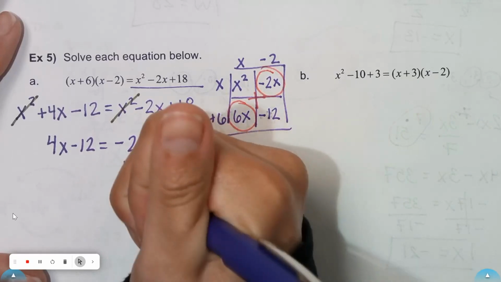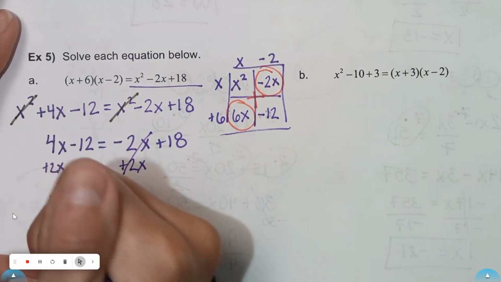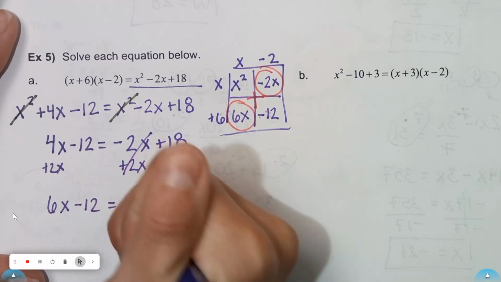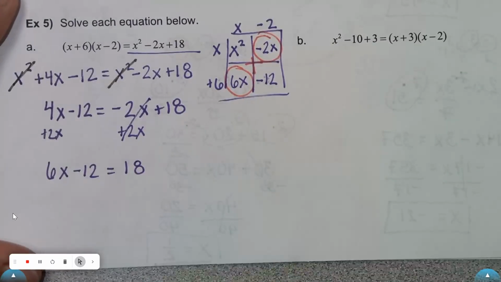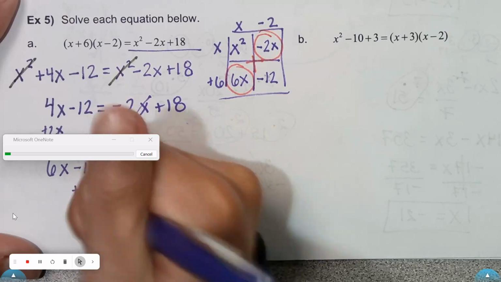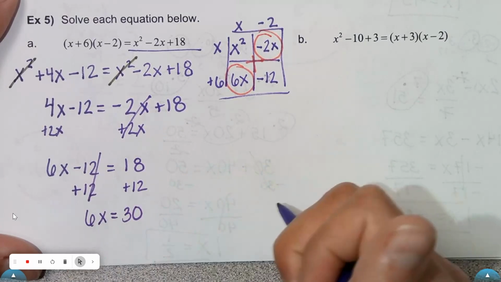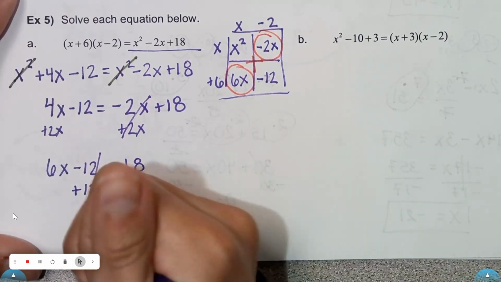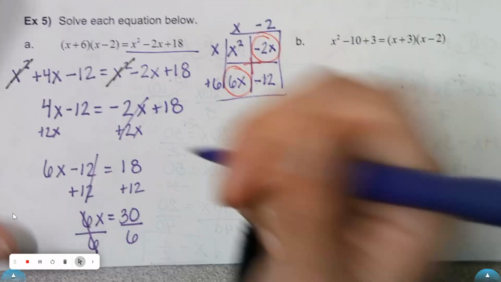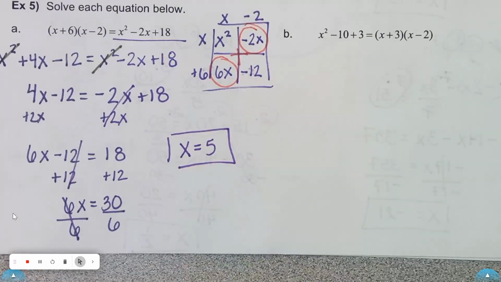I'm going to add the 2x to both sides. I get 6x minus 12 equals 18. The opposite of a negative is a positive, so I'm going to add 12 to both sides. So I get 6x equals 30, and then I'm going to divide by 6. So 30 divided by 6, in the end, I get x equals 5. So for these problems that are a little bit more involved, you will have to do the box first, but then ultimately you're able to solve for x like normal.